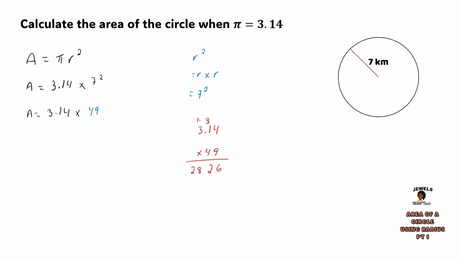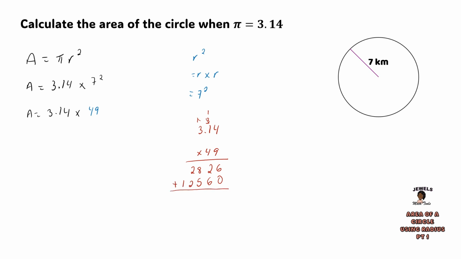We're now going to input our 0 and then begin multiplying by our 4 in the tens place. So 4 times 4 is 16. We'll put our 6, carry the 1. 4 times 1 is equal to 4, plus 1 is equal to 5. And 4 times 3 is equal to 12.